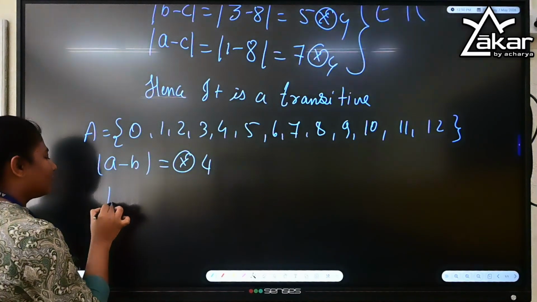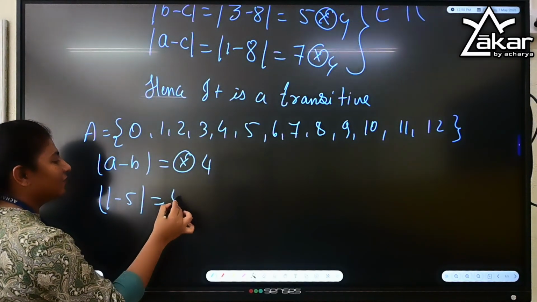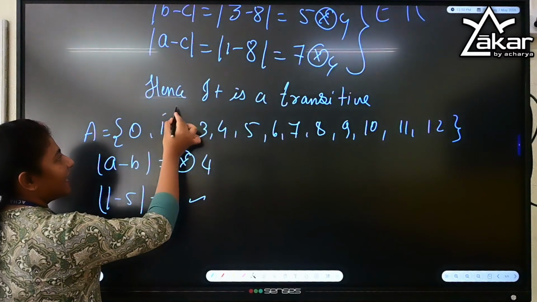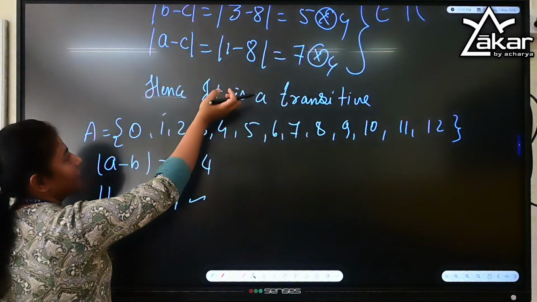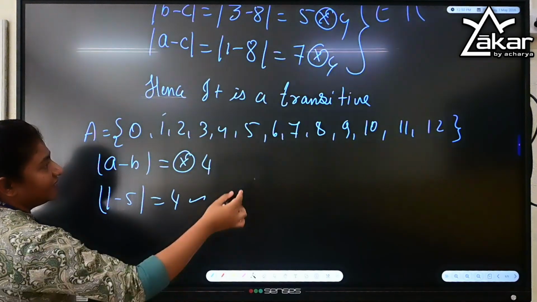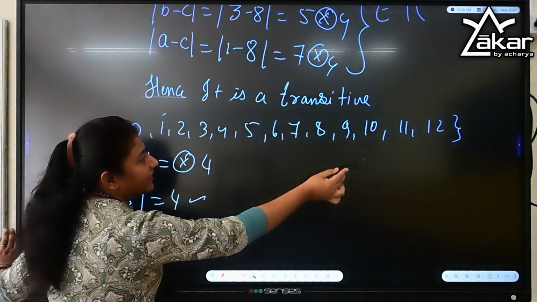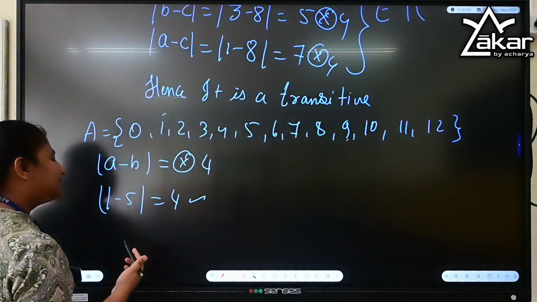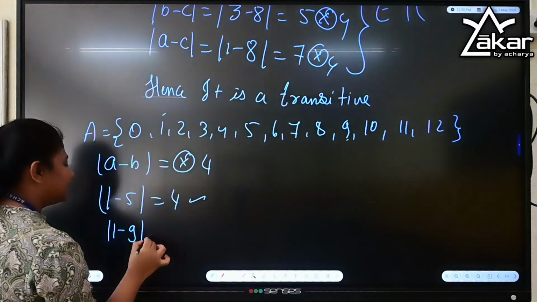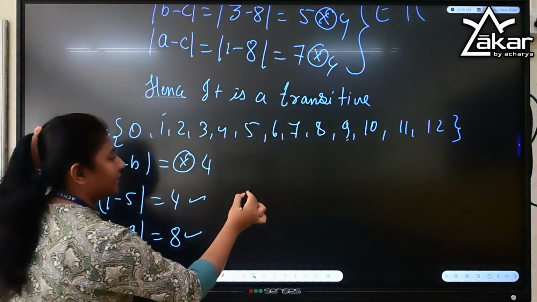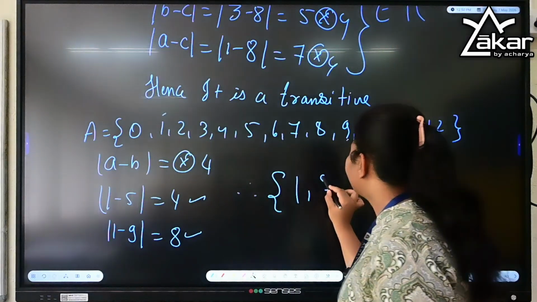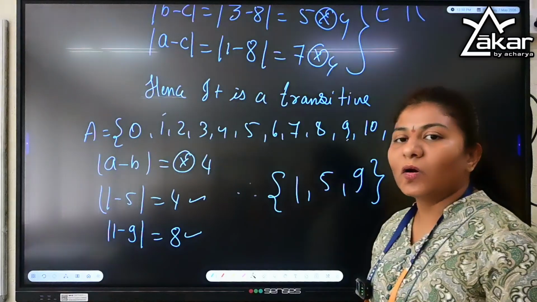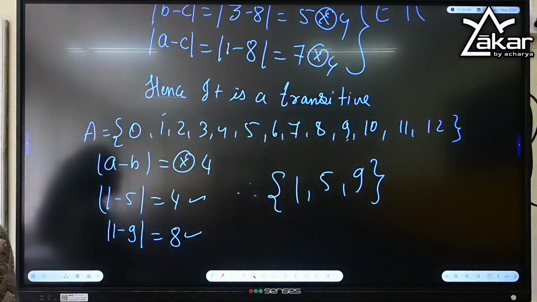If I deduct 1 minus 5, it will give the value 4. Is 4 a multiple of 4? Yes. Again, 1 and 4 is possible. So 1 is possible, 5 is also possible, and if I take 9, 9 minus 1 gives the value 8. So 1 minus 9 is equal to 8. Therefore we have the set of 1, 5 and 9. These are the elements which satisfy the whole equation. So this is the one set which has been finished.